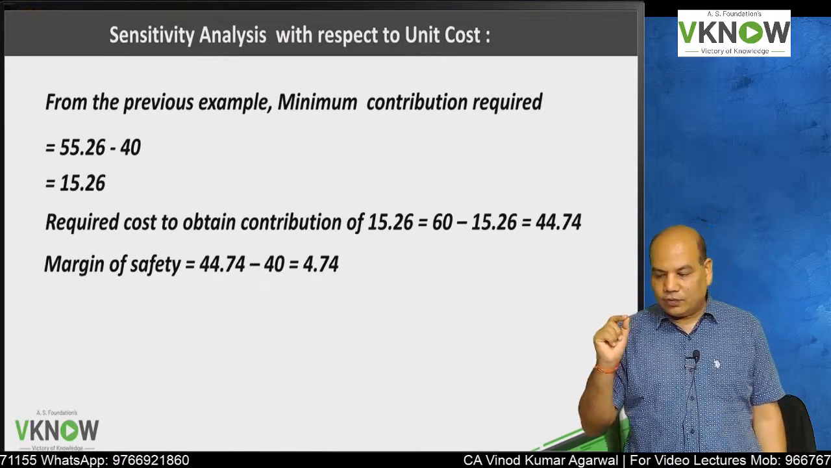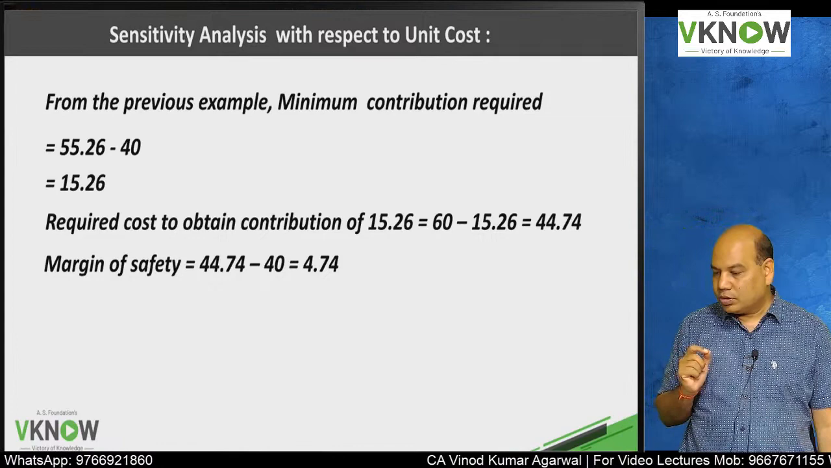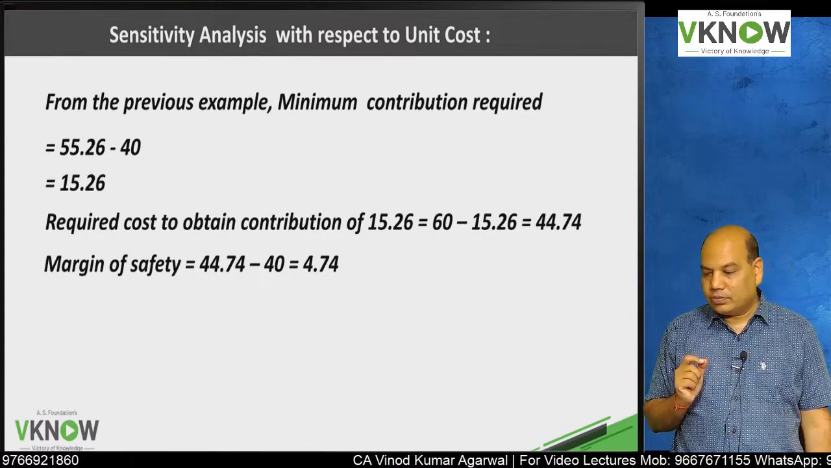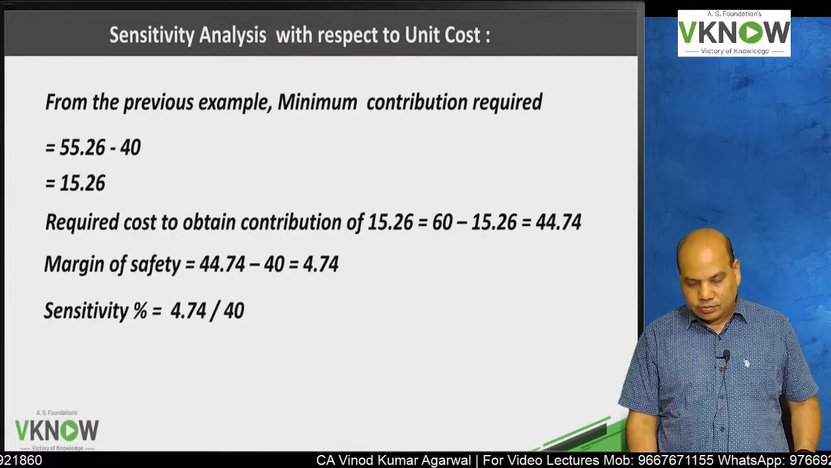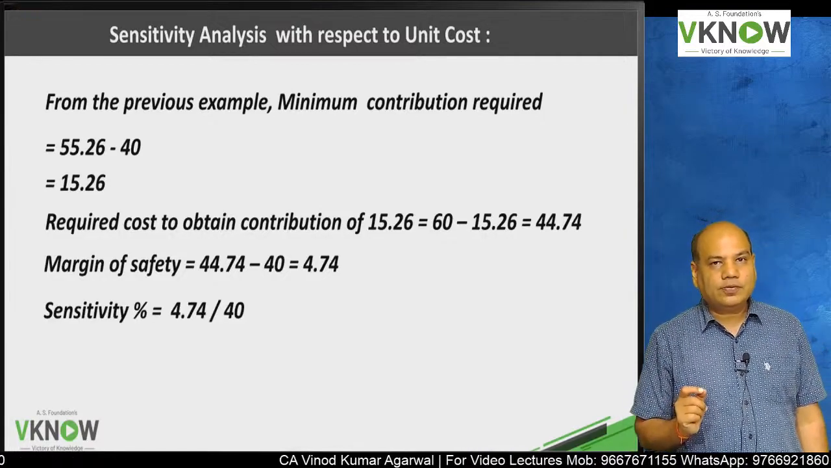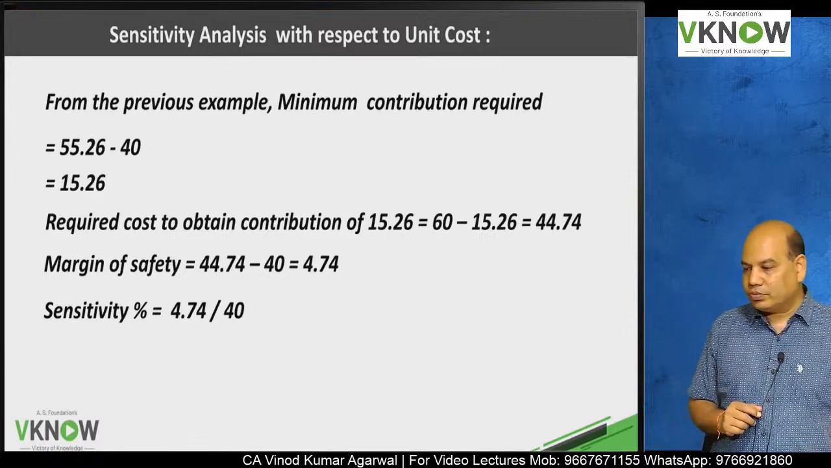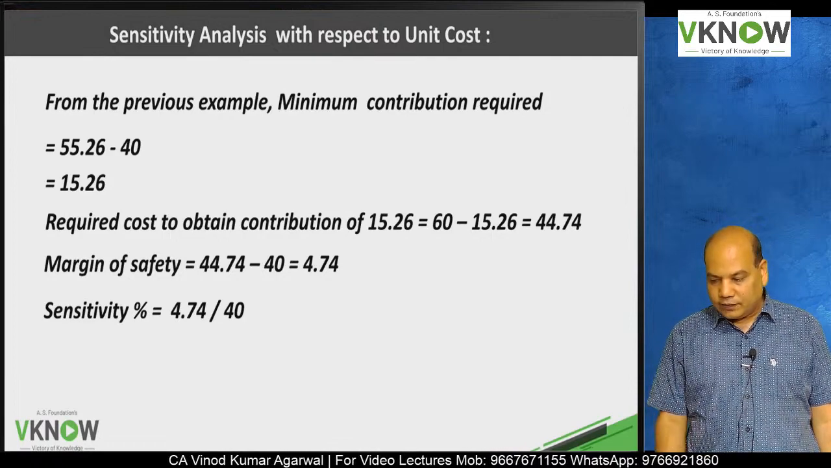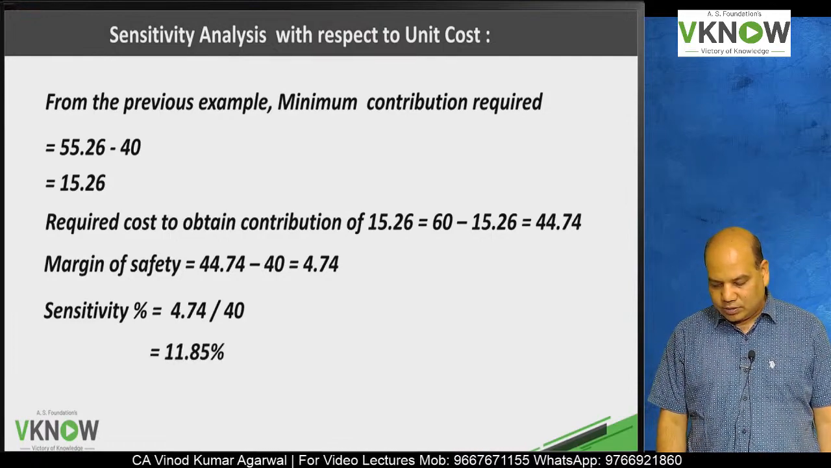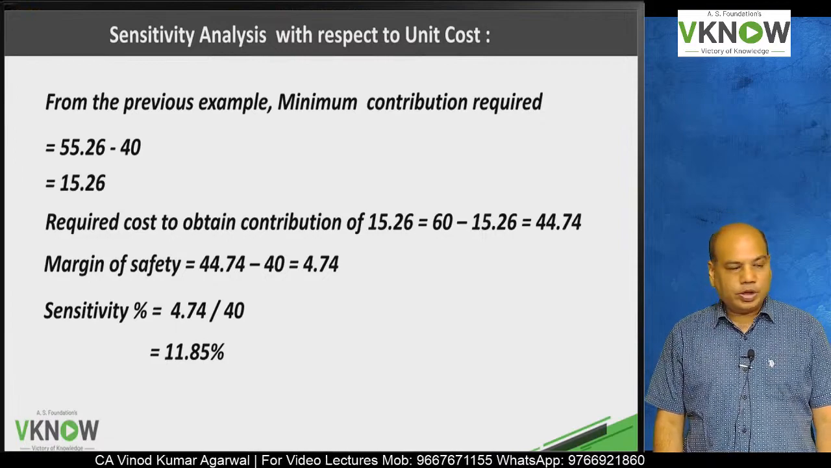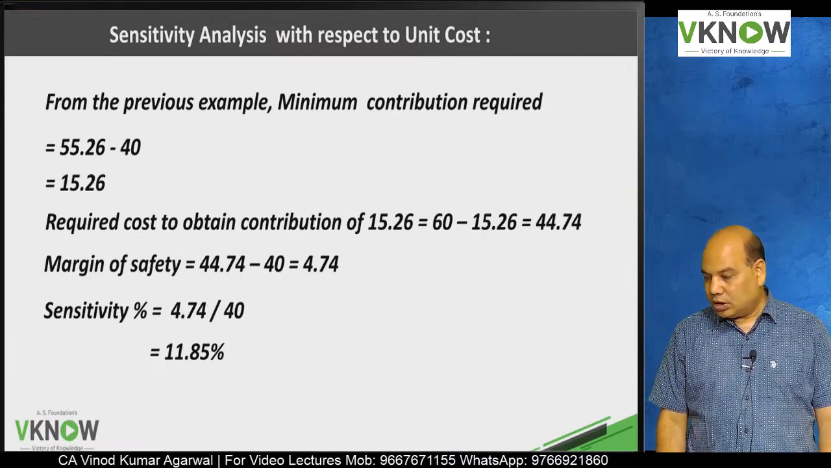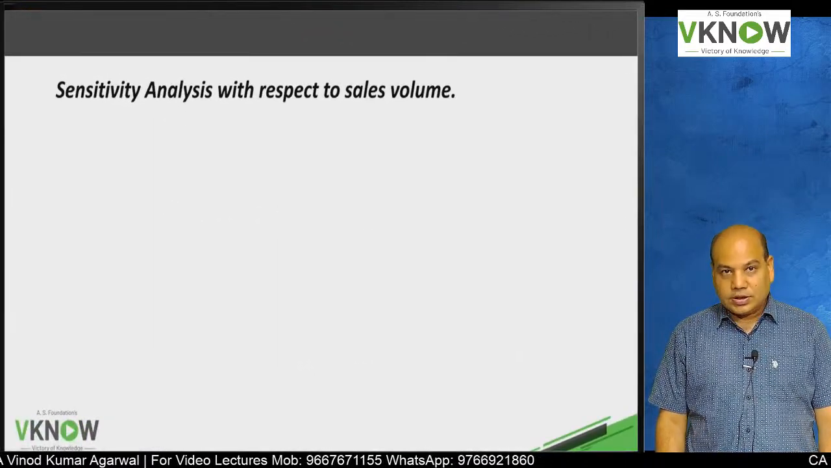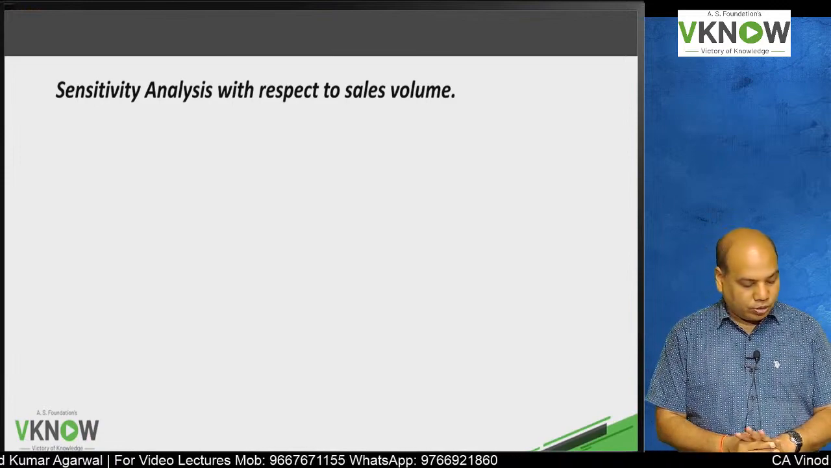Margin of safety: 44.74 minus 40 is 4.74. Therefore sensitivity percentage will be 4.74 divided by 40, which is 11.85%. 11.85% is the answer. Next is sensitivity analysis with respect to sales volume.